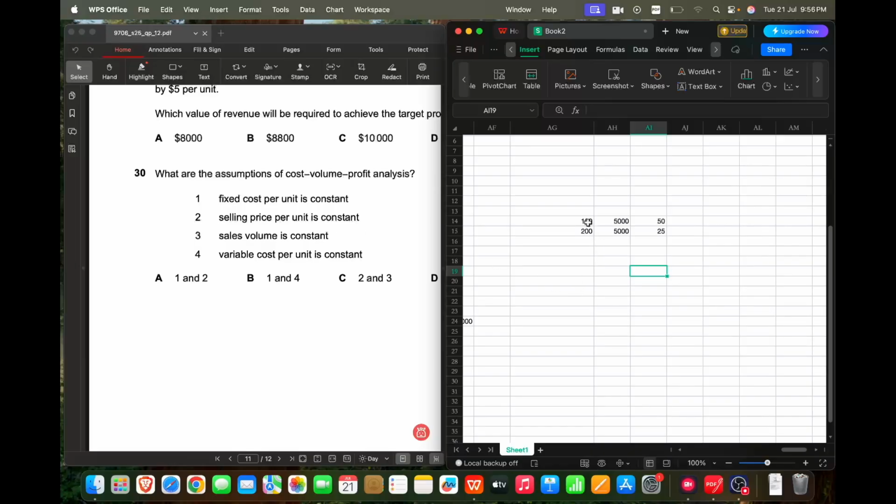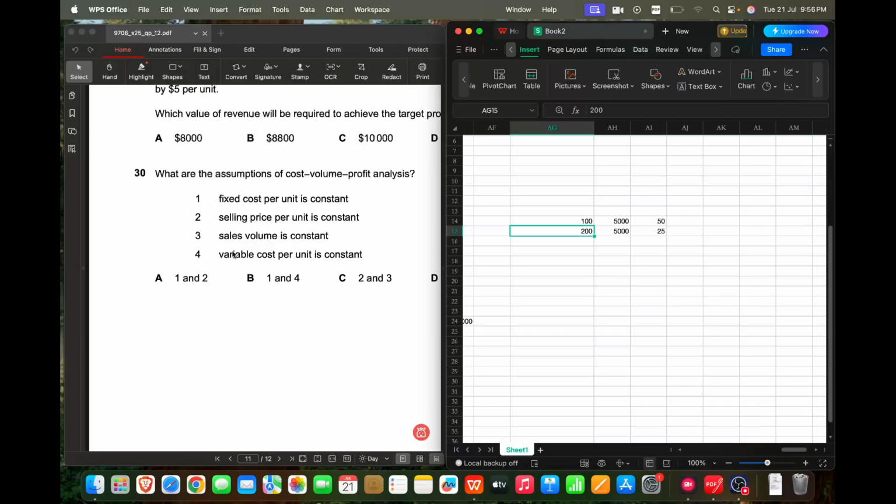Sales volume can change, so I was selling 100 units, now I am selling 200 units, but selling price per unit should remain the same. That is the assumption that we are making. Sometimes what happens in real life situations is, when we sell more units, we need to decrease the selling price. Okay, but here the assumption is that selling price remains the same, whether I sell 100, 200, 500, or 1000 units. Okay, so that is the first assumption that we are making.